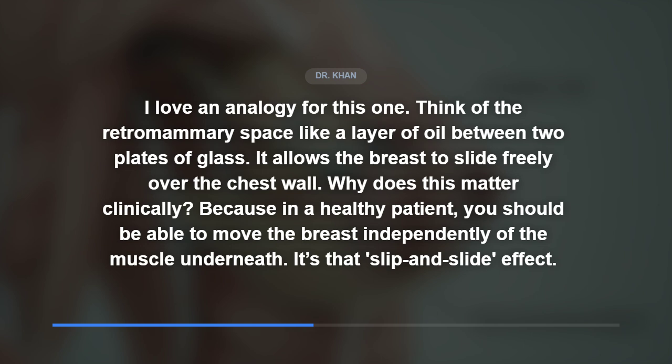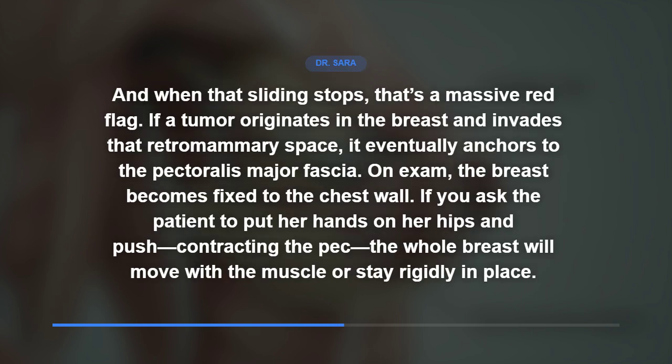I love an analogy for this one. Think of the retromammary space like a layer of oil between two plates of glass. It allows the breast to slide freely over the chest wall. Why does this matter clinically? Because in a healthy patient, you should be able to move the breast independently of the muscle underneath. It's that slip and slide effect.